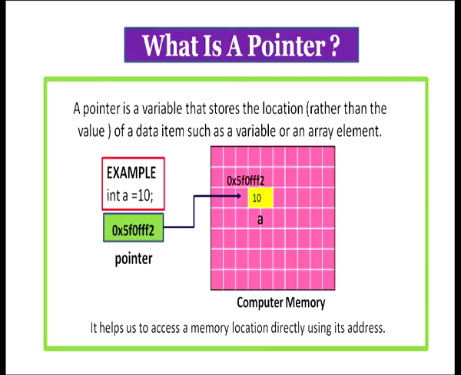So, let us take an example again. We are declaring a variable a of type integer and storing value 10 in it. So, 2 bytes of memory will be allocated at a certain memory address to variable a, and 10 will be stored here. Now, a pointer is a variable which contains the address of the memory which is allocated to a. So, it helps to access a memory location directly using its address.